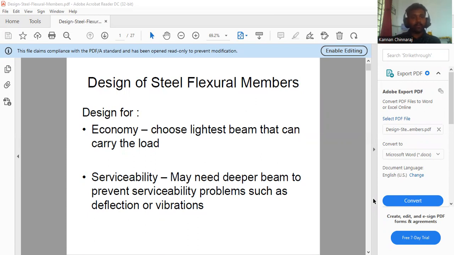First one is for economic purpose, or economy. Choose the lightest beam that can carry the load. So we have to select the beam which has less weight but carries the maximum load. That is the economy. Second one is serviceability. We may need a deeper beam to prevent serviceability problems such as deflection or vibrations.